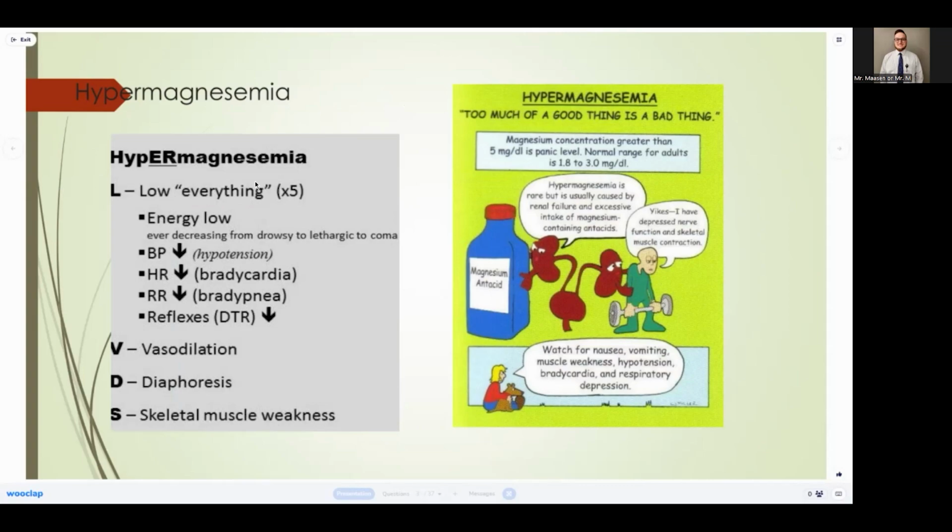So hypermagnesemia, magnesium, excuse me, is too much magnesium. So low everything, similar to hypercalcemia. I'm going to have decreased blood pressure, decreased heart rate, reflexes are down, sweating, just general muscle and skeletal muscle weakness, those sort of things. It's usually rare, but if it comes up, it's probably going to come from kidney function being impaired, that sort of stuff.